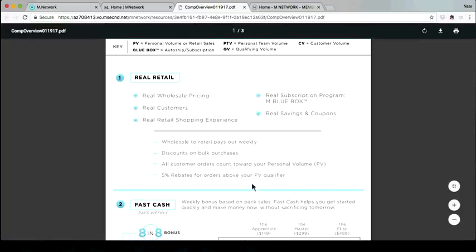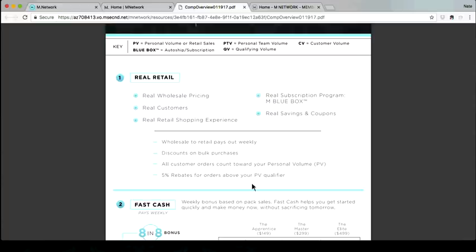This 5% rebate for orders above your PV qualifier. What that means is you need 60 in volume to qualify. Anything above that 60 in volume on your account, anything above that needed to qualify, you get a 5% personal rebate on, that we pay out at the end of the month with the matrix check.